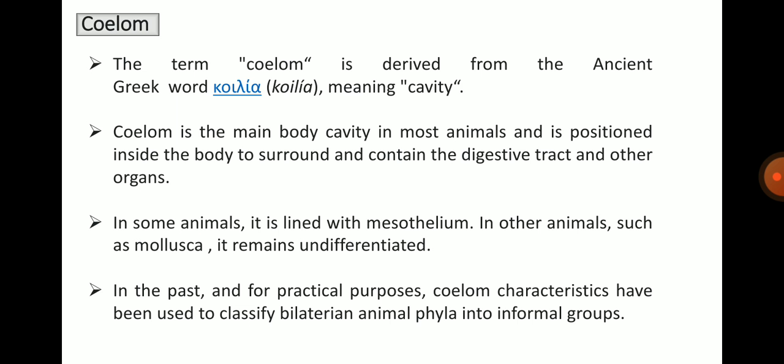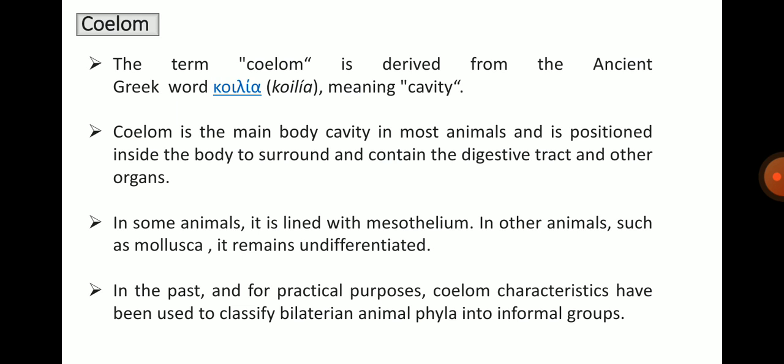So coming back to what coelom is, first let us give a small introduction about it. The term coelom was suggested by Haeckel in the year 1872, and the term is derived from the ancient Greek word koelia, meaning cavity. So the coelom is defined as a fluid-filled perivisceral cavity lined by epithelial cells derived from the embryonic mesoderm.